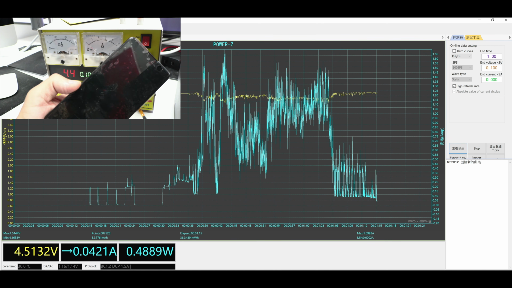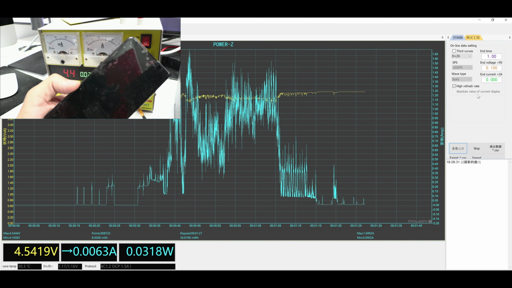This indicates that the device is entering power-saving mode. If we press the power button, the device wakes up and the current starts to increase. Soon we'll see where the PMIC, CPU, memory and display come into play.